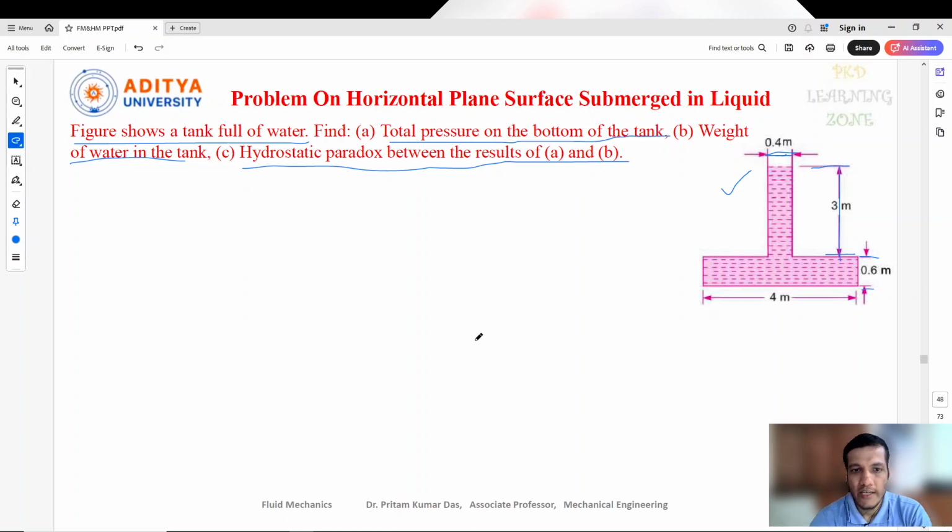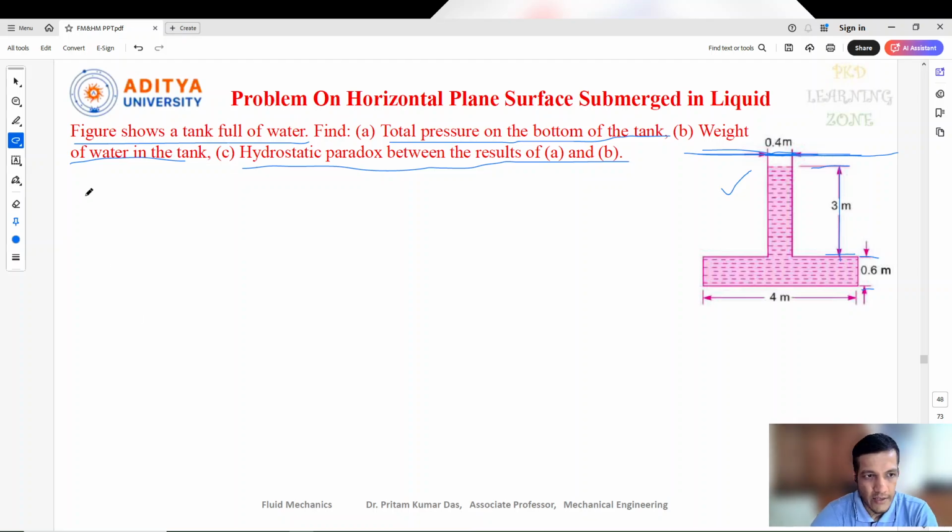This hydrostatic paradox is nothing but, actually, the liquid pressure at all the points. Suppose you consider this depth and this surface; for all the points, what is the pressure acting, or what is the pressure at all the locations below the water level. So let's first write down the data given here.